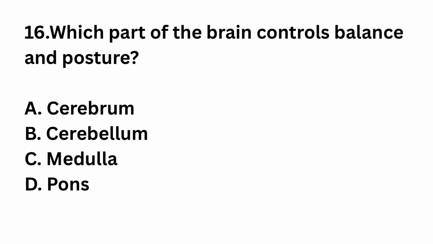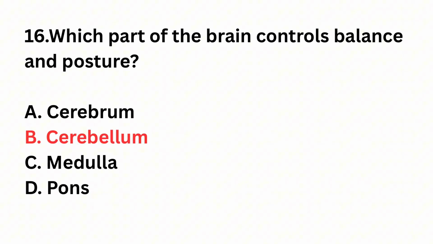Question number 16. Which part of the brain controls balance and posture? Cerebrum, cerebellum, medulla, pons. The right answer is option B, cerebellum. Cerebellum coordinates muscle movements and balance.